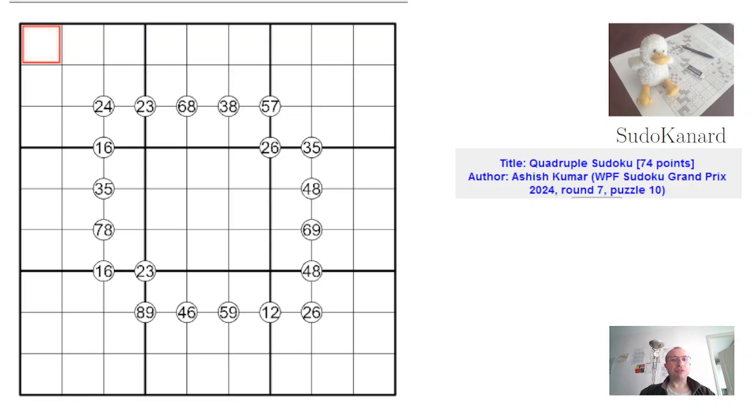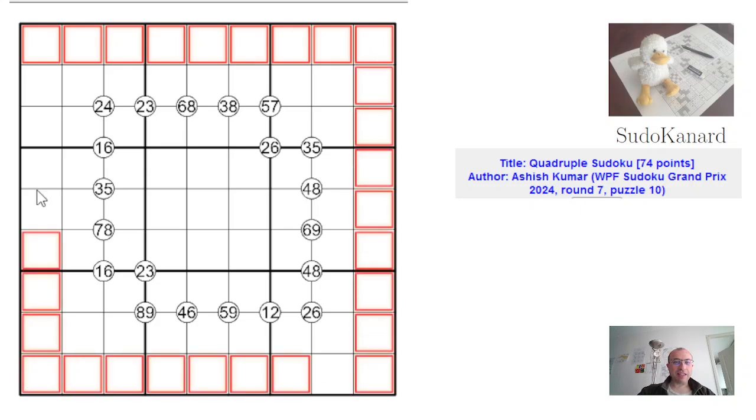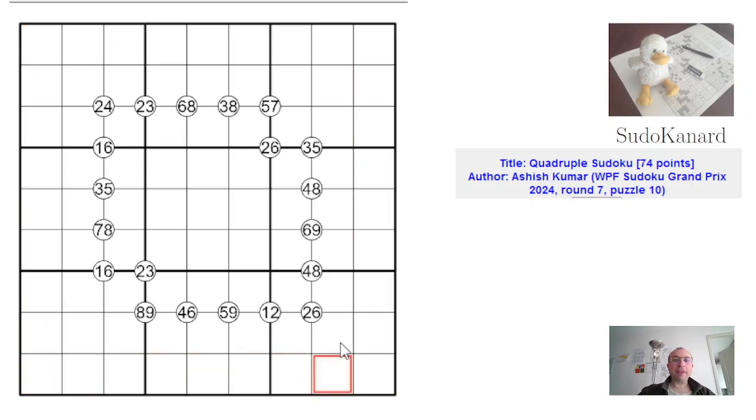So the special rule here is that whenever you have digits inside a circle, and this circle is on four cells, the quadruple, those digits must appear somewhere in those four cells. This is quite a remarkable setup with very few clues and no clues at all in the outer rim. And let's start solving this.